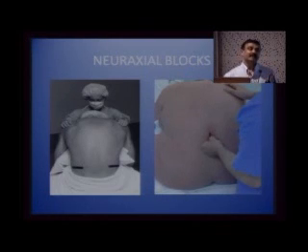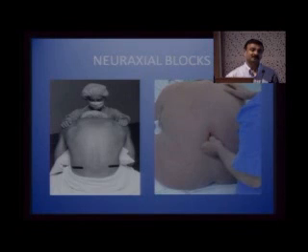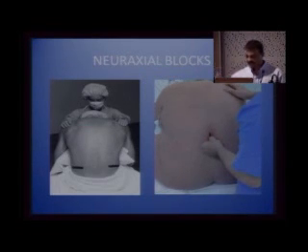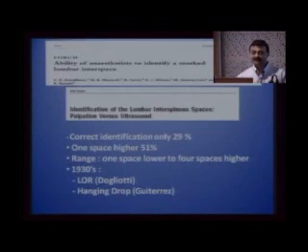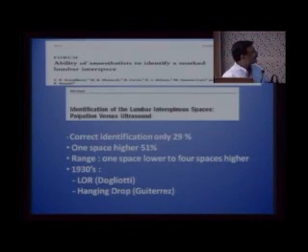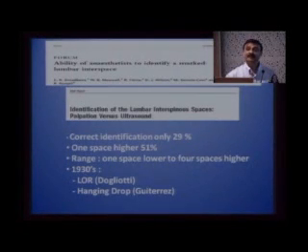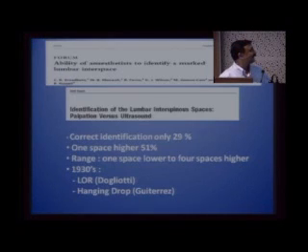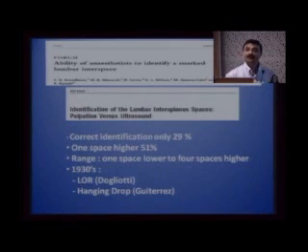Can any of you tell me, when you palpate a spine and say this is the L4, L5 interspace, how often we are right? Take a guess. 90%? Someone said 30%. That's absolutely correct. You're correct only 29% of the time. 51% of the time you're one space higher, and the range is from 4 spaces higher to 1 space lower.